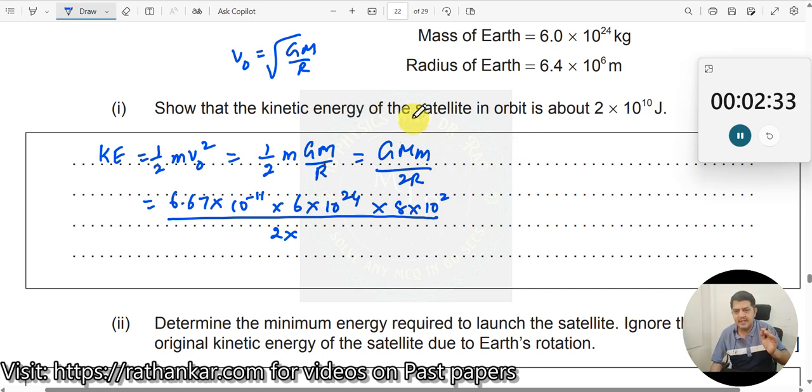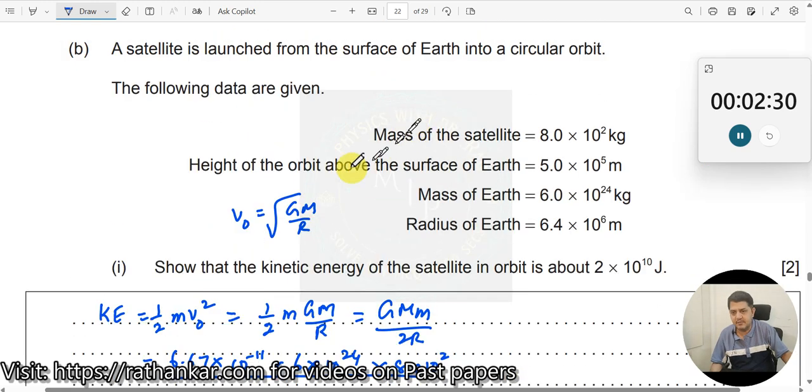surface of the earth. It is at a given altitude. What is the altitude? Height of the orbit above the surface of the earth is 5 into 10 power 5 meters, and radius is equal to so much. So it is like this. This is the earth over here and the satellite is revolving like this over here. So you need to consider this total height, which is r plus h over here. That's why I told you r dash, right?